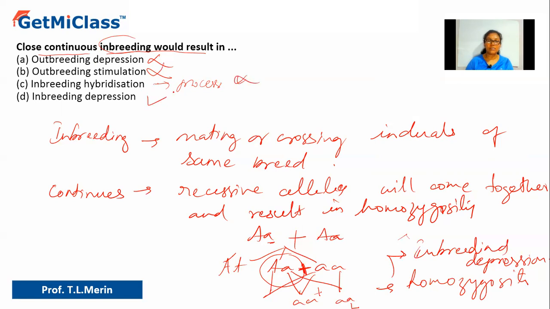Option D says inbreeding depression. Yes, that is the one which we were discussing. It will lose its original characteristic and gain homozygosity, and hence it will lose its productivity. Also, if the parents had any resistant characteristic earlier, the offspring may not continue with that characteristic. So option D is the correct answer.